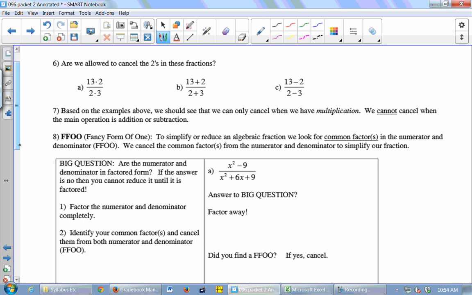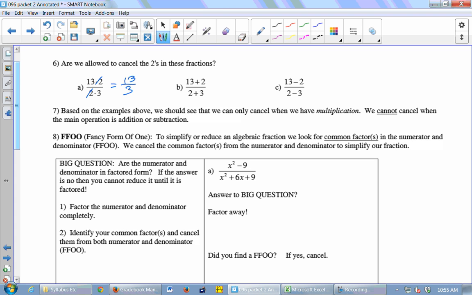Okay, let's look at each of these fractions here. Are we allowed to cancel the 2's in 13 times 2 over 2 times 3? Yes, you are allowed to cancel the 2's in that case because the operation separating the 2 from the number next to it is multiplication. So this would reduce to 13 thirds.